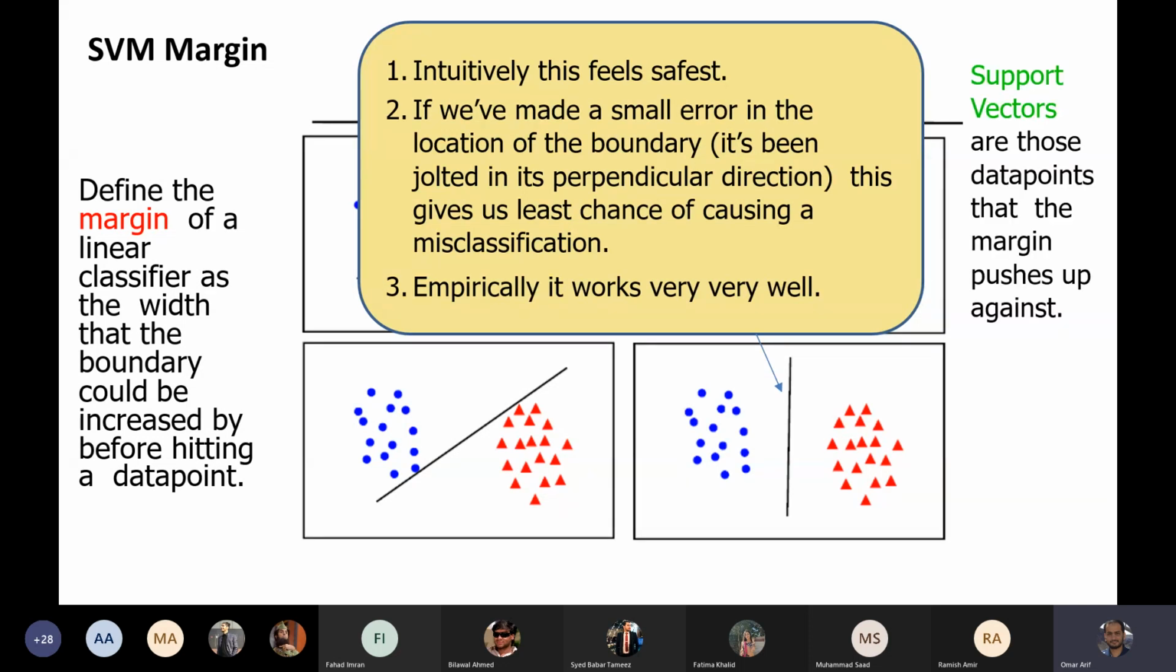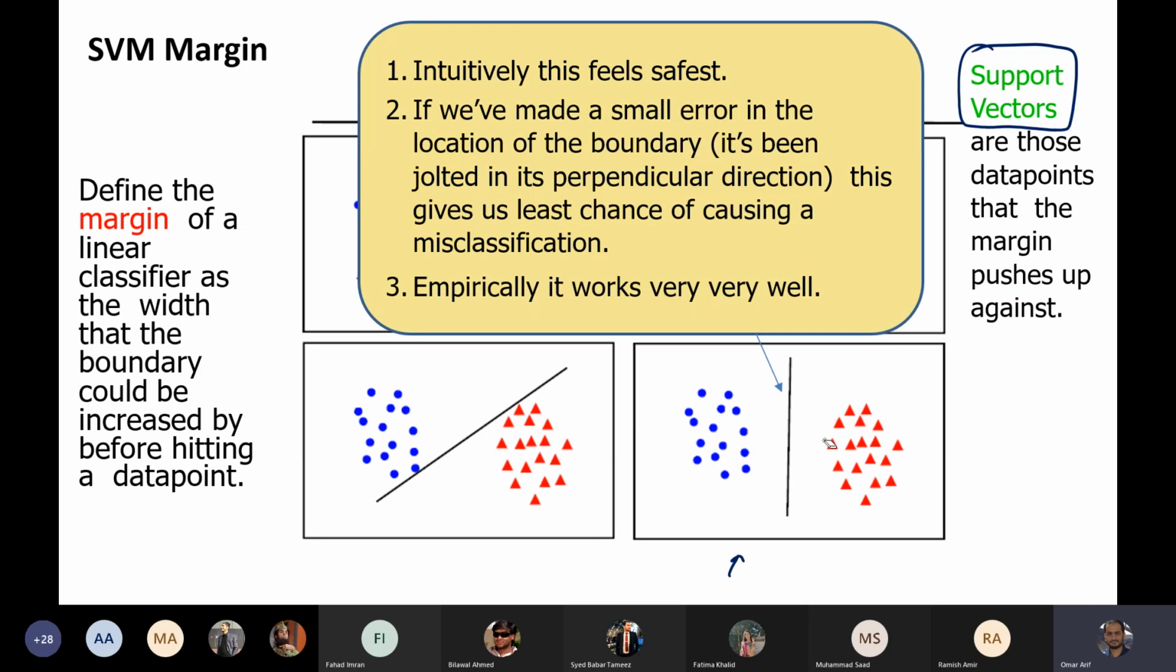And another definition is of support vectors. Support vectors are those data points that the margin pushes up against. So for this case, the support vectors are this data point and this data point, because these are the data points that lie on the two planes that I drew before. Basically, these two lines lie on these data points. So those data points that lie on those boundaries are called the support vectors. And why do we call them support vectors?